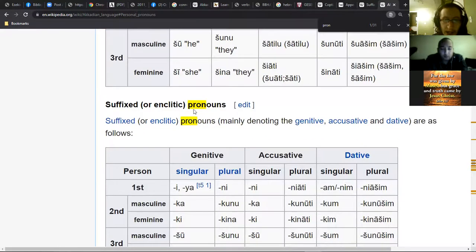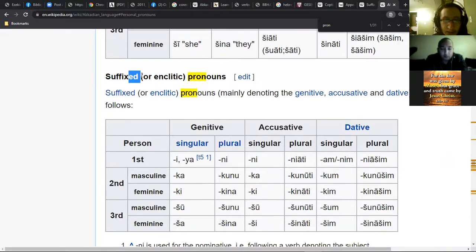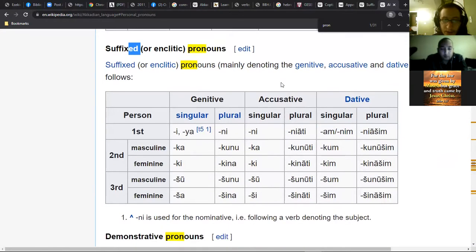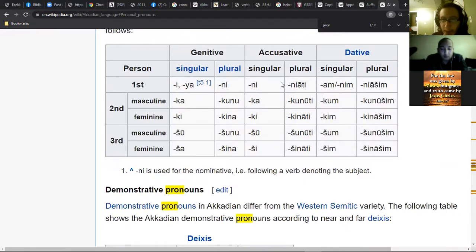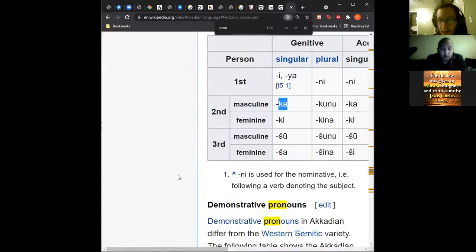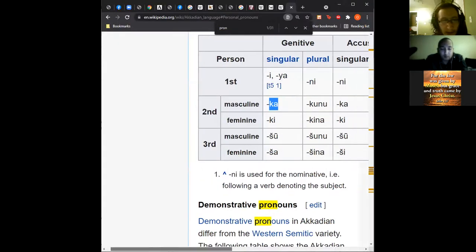But then we have the suffixed pronouns, which is what I was showing you guys just a minute ago, where you have i, which means my, and then the ka at the end, right? Same thing as in Hebrew. So let's see here.